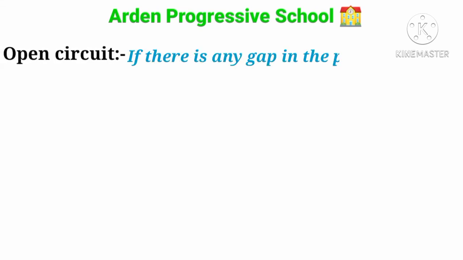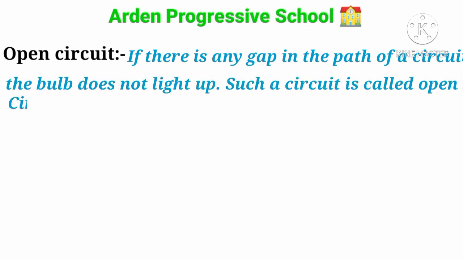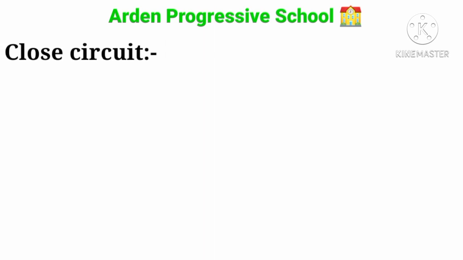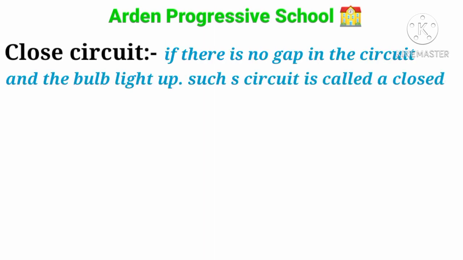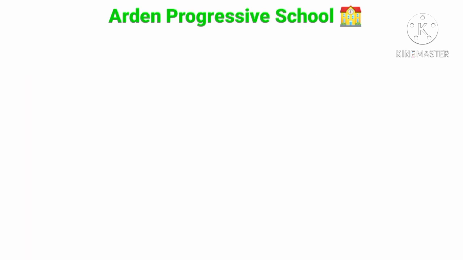Now, what is an open circuit? If there is any gap in the path of a circuit, the bulb does not light up. Such a circuit is called an open circuit, as you can see in the image that it is broken at one end. Now, what is a closed circuit? If there is no gap in the circuit and the bulb lights up, such a circuit is called a closed circuit, as you can see in the image that the circuit is closed at both ends.